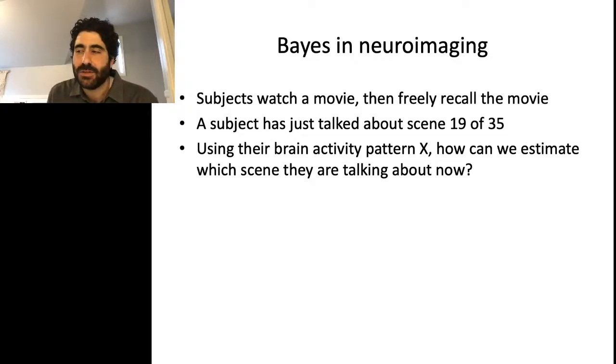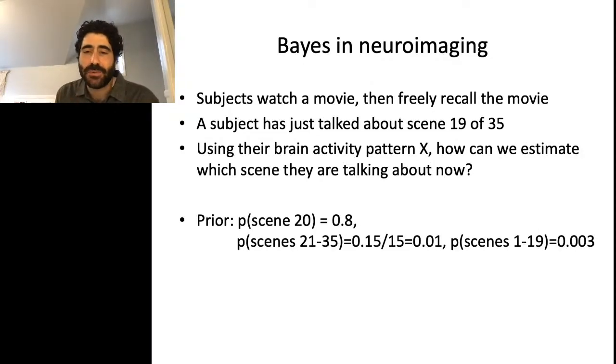I'm doing this in a Bayesian way because even before I look at their brain activity, the fact that they just finished talking about scene 19 gives me some guesses about what they're going to talk about next. They're probably going to talk about scene 20 next. I mean, they might not. People also skip scenes. I think there's an 80% chance they're going to talk about scene 20. There's a 15% chance they're going to talk about one of the later scenes, so there's a 1% chance on each of those. And there's some tiny chance they're going to double back to some earlier scene and say something out of order. So we have some prior, which is that they're probably going to talk about scene 20, but it could be something else. There's some low chance they're going to skip scenes, and some even lower chance that they're going to talk about something from the past.